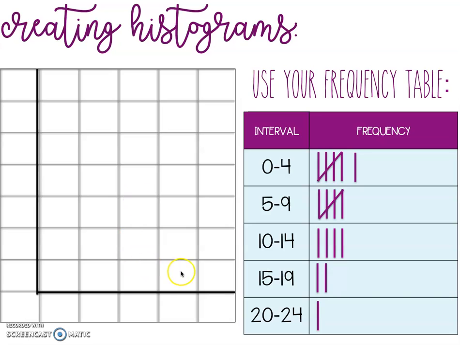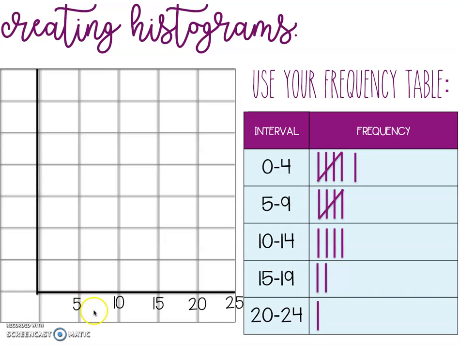Okay, on your X-axis, down here on your X-axis, you're going to put your interval width. Okay, we said that we were skip counting by 5s. So down here, each line is going to represent, we're going to skip count by 5s. So our first line is a 5. Okay, then we get a 10, 15, 20, and our 25.